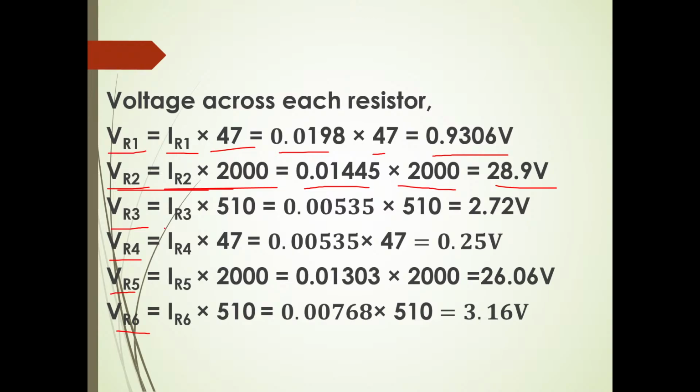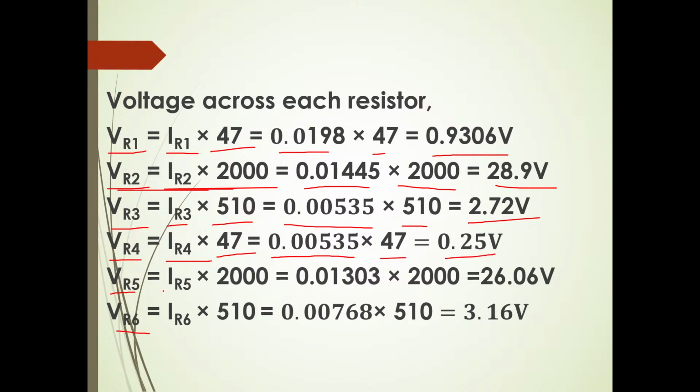Similarly, voltage drop across R3 is IR3 into R3 value, which is 510. IR3 is 0.00535, times 510. Simplify it, you will get 2.72 volts. Similarly, voltage drop across R4 is IR4 into R4 value, which is 47. IR4 is 0.00535, times 47. You will get 0.25 volts.